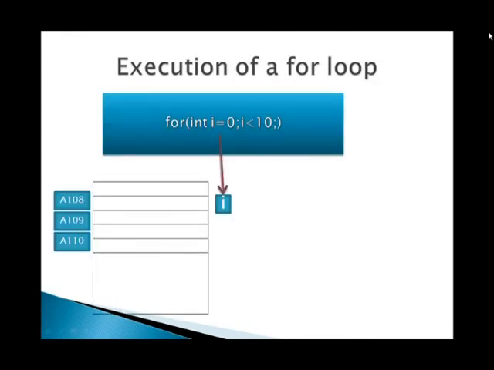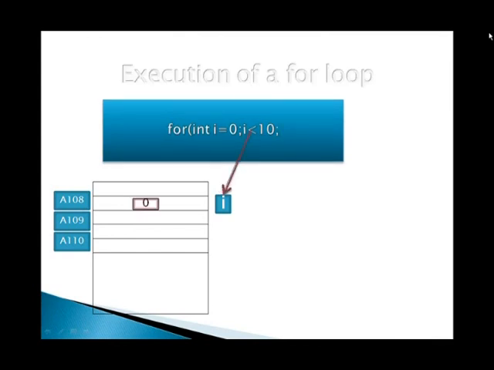Let's take a Java for loop example and trace the execution in CPU and memory. In the for loop, first step is to create an integer type variable I and store number 0 in that variable. After a successful variable declaration, the memory should be like this.